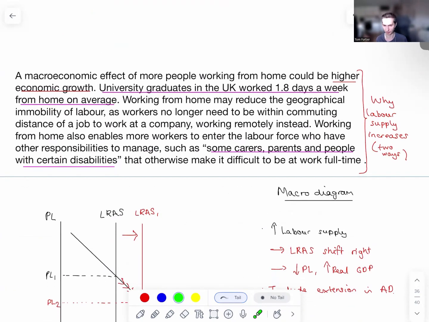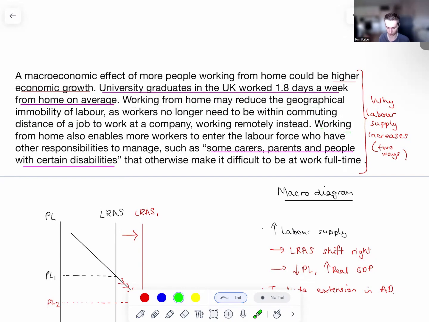A macro effect of more people working from home could be higher economic growth. So university graduates in the UK worked 1.8 days a week from home on average, using the extract. And so let's explain why labour supply increases due to working from home. There are two ways this might happen. Working from home may reduce the geographical immobility of labour because workers don't need to be in commuting distance of a job to work at a company where they could work remotely instead. So you can imagine someone living in Scotland rather than having to commute to London. And that gives firms in London more choice about where they hire from.